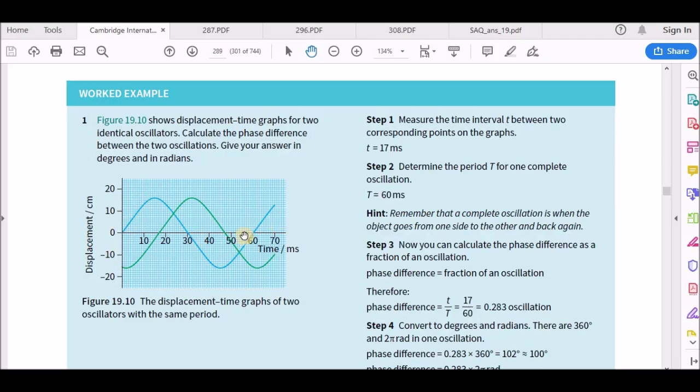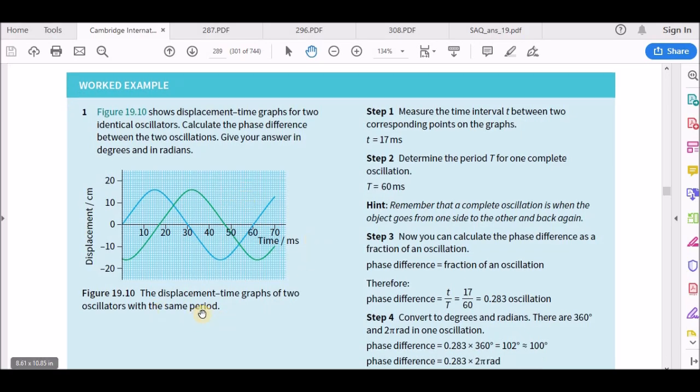Now you can see this blue wave is ahead of the green wave because the blue wave starts at time t equals 0, but this wave starts at time somewhere like 18 milliseconds after the blue wave. See, the same point on the wave starts at about 18 milliseconds after the blue wave. Okay, you have to see it from the same point. Now you can't start the timing here. It has to start from the same point. Okay, we'll see. Give your answer in degrees and in radians.